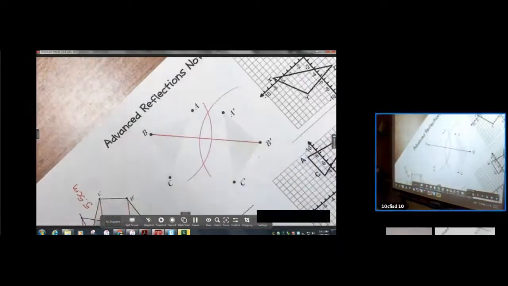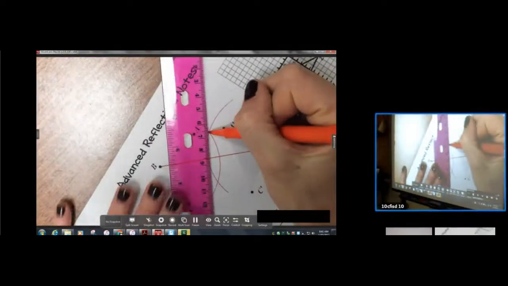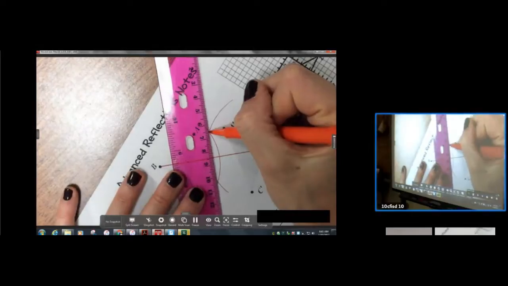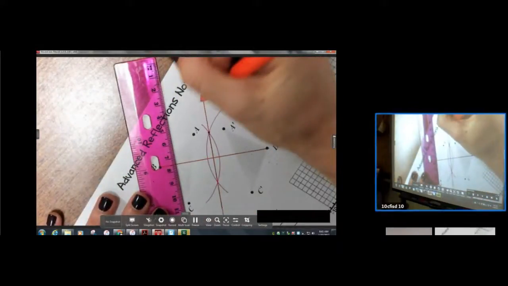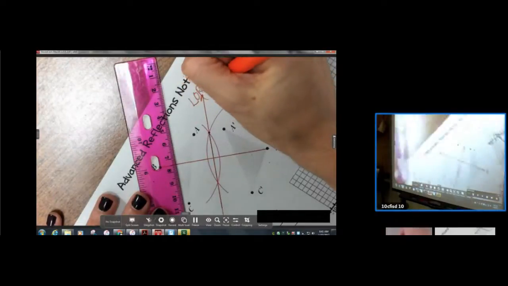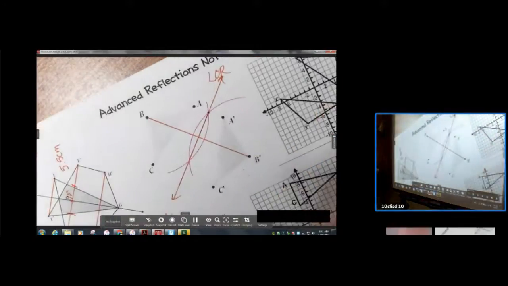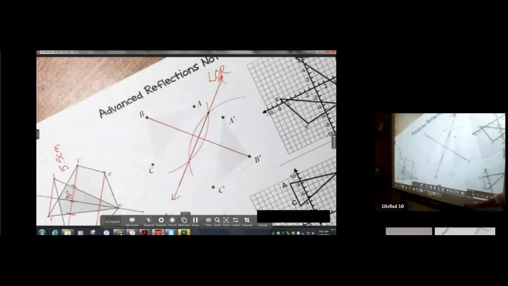So no need to draw any others in. I only have to draw one segment, one perpendicular bisector. Once you draw it, it's drawn. You don't need any other information. And that is my line of reflection right there. So that's another way to do it.